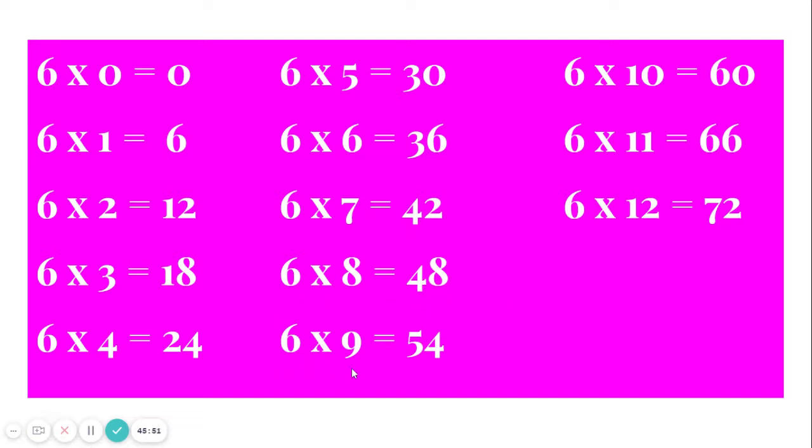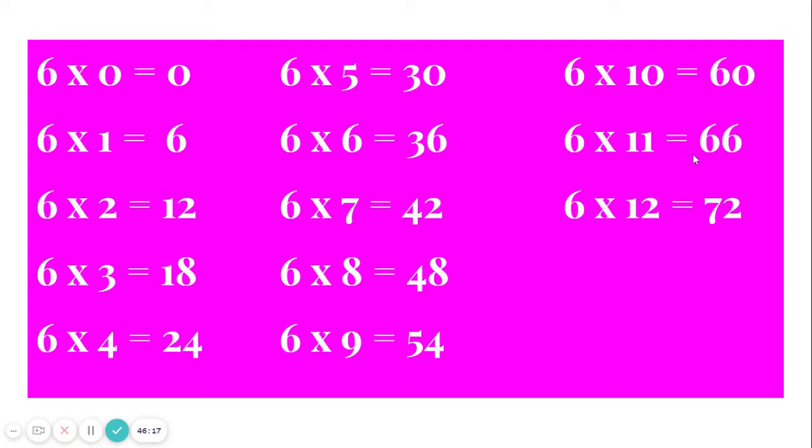6 times 9, we're going to think about it as our fingers trick for the 9s. Hold down your 6th finger. That's going to be your thumb on your right hand. How many fingers are to the left of it? 5. How many fingers to the right of it? 4. 54.